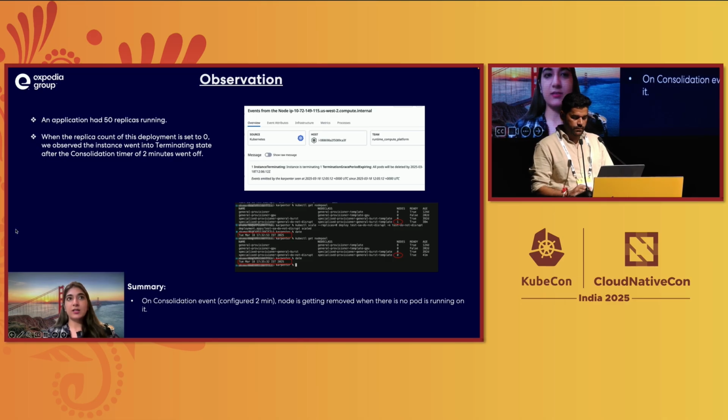But in this case, even if the annotation was present, we did not have any replicas running. So if there were no pods remaining, the nodes were reclaimed very aggressively because they were empty. This combined behavior ensures fast scale down and efficient cluster consolidation when workloads drain completely.